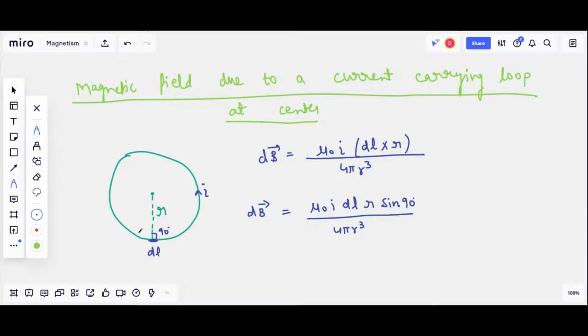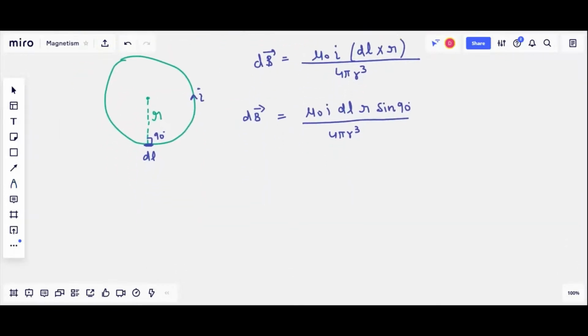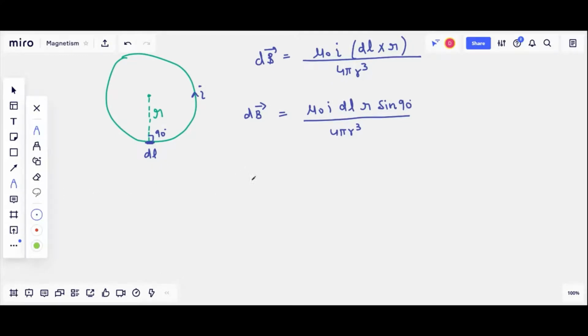But we are interested in the complete loop. So what shall we do? We have to integrate for the complete length. So the total magnetic field would be the integration, and what are the limits? Limits would be from 0 to the total length of the wire. The length of the wire is nothing but the circumference, and the circumference of the circle is given by 2 pi r, so we'll place our upper limit as 2 pi r.